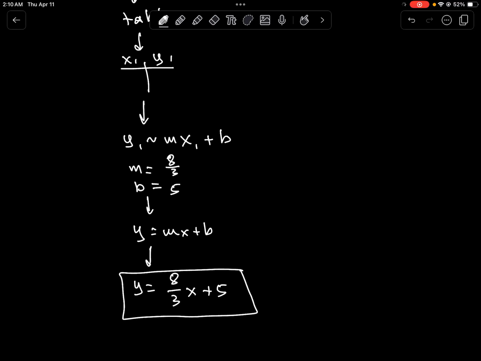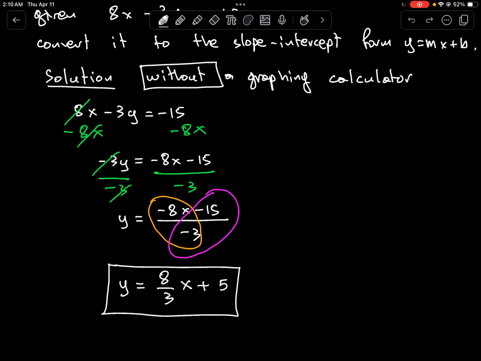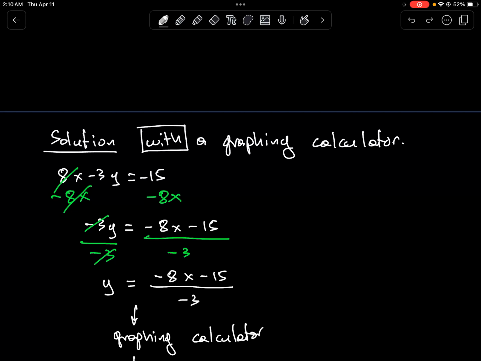What did I save now? I saved that step that I have to break this big fraction into two simpler fractions. It's not a lot of work, but if you don't know how to do it and you just know how to move the 8x on the other side, and then you also have to divide by -3. If you only know that but you don't know how to break this fraction, it can be important.